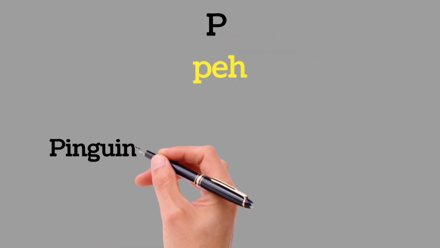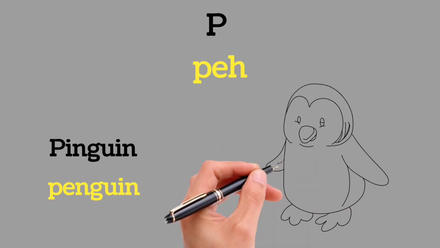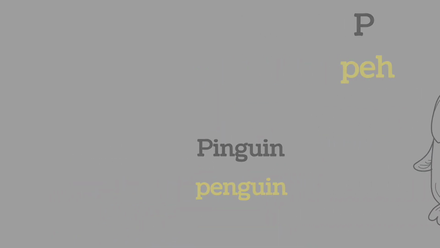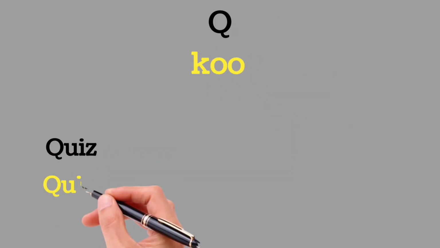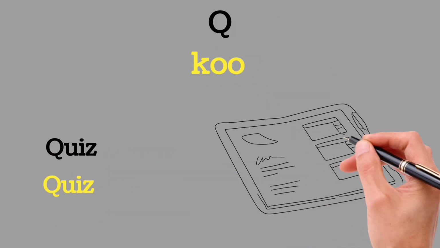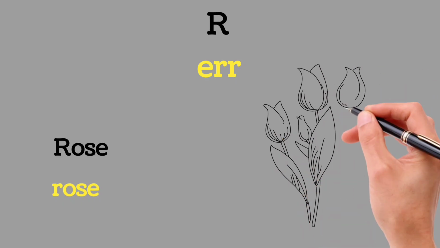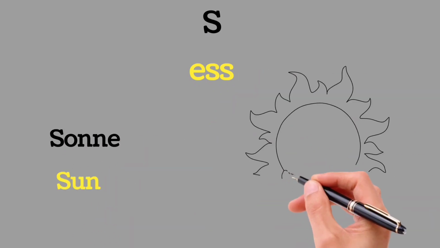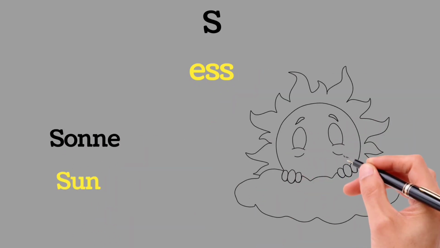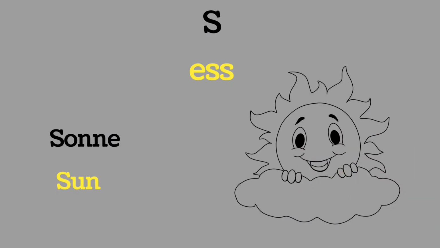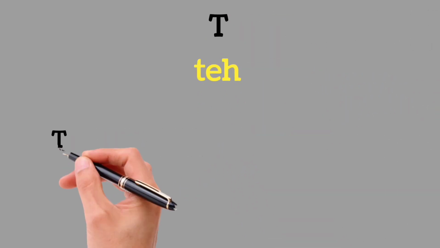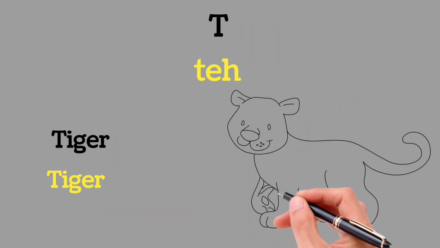P. Pinguin. Q. Quiz. R. Rose. S. Sonne. The pronunciation of S is like the English Z. T. Tiger.